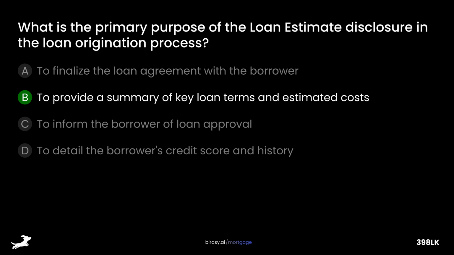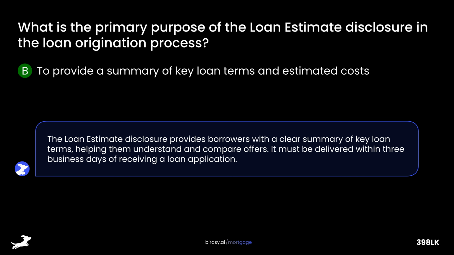The answer is B. To provide a summary of key loan terms and estimated costs. The loan estimate disclosure provides borrowers with a clear summary of key loan terms, helping them understand and compare offers. It must be delivered within 3 business days of receiving a loan application.